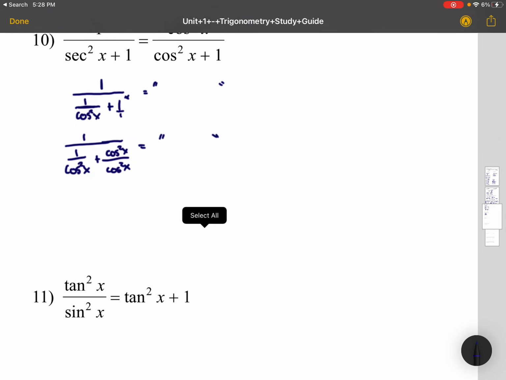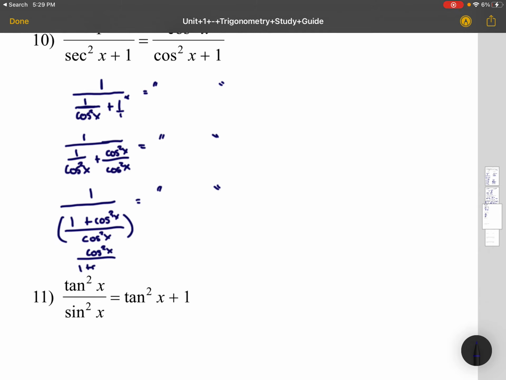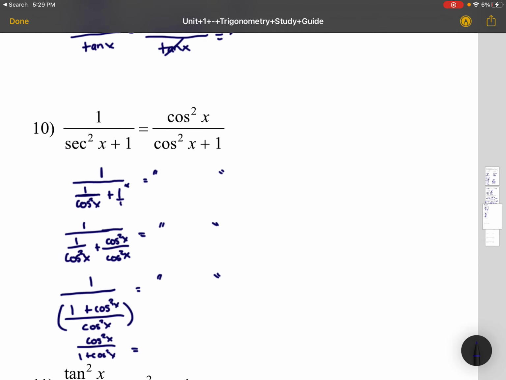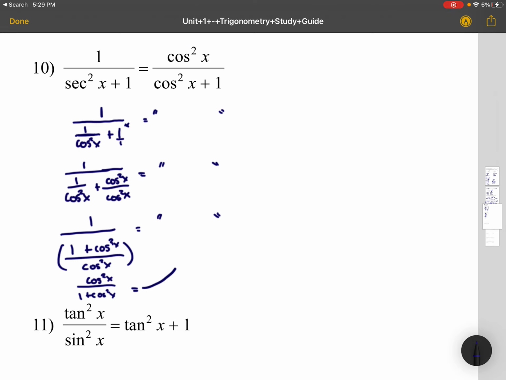You keep going a bit, and so you get 1 over 1 plus cosine squared x divided by cosine squared x. And everybody's favorite thing to do in math is flip the fraction over, do the whole keep, change, flip. So that means we end up with just cosine squared x over 1 plus cosine squared x. Isn't that what we were going for? Yep. So we go through the tunnel and we got there. Fantastic.